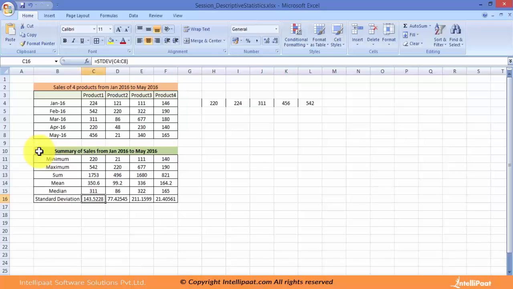This is called a profile. If somebody asks me, what is the profile of the sales of product 1, then I would say the profile is: it has a minimum number of sales of 220 and a maximum number of sales of 542. The total number of sales of that product from January to May is 1753, the average sales happen to be 350.6, and the median comes out to be 311.